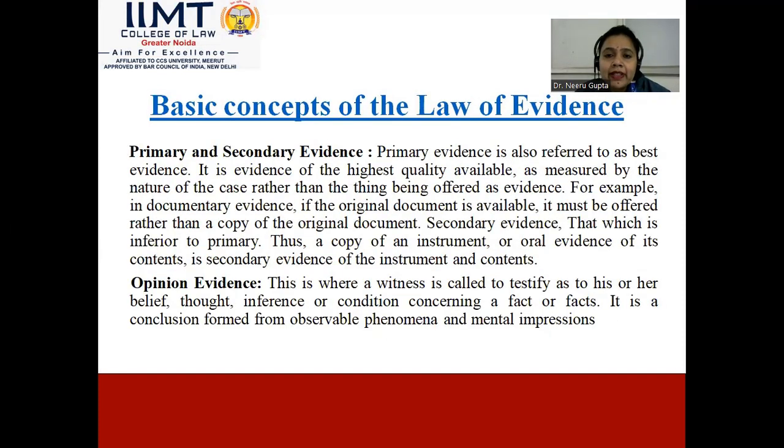Primary and secondary evidence. Primary evidence is the best evidence. It is evidence of the highest quality available, as measured by the nature of the case rather than the thing being offered as evidence. Secondary evidence is documentary evidence. If the original document is available, it must be offered rather than a copy of the original document. Secondary evidence is that which is inferior to primary. Thus, a copy of an instrument or oral evidence of its contents is secondary evidence of the instrument and its contents.